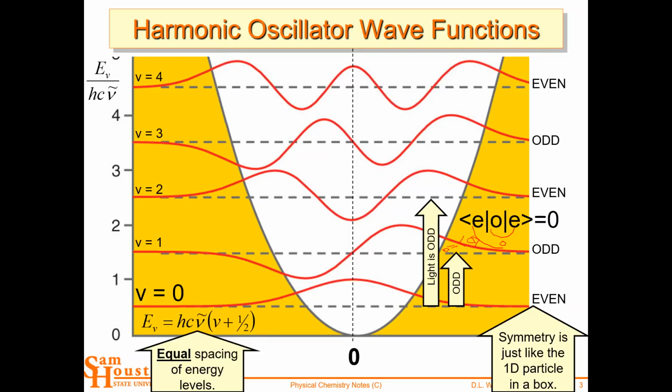But going to adjacent levels, so going from an even level to an odd level with light, would be allowed. So that integral would be non-zero. And so already we can look at this and say, all right, with our selection rules, we should have the same kind of selection rules of delta V equals 1, 3, 5, 7, 9.